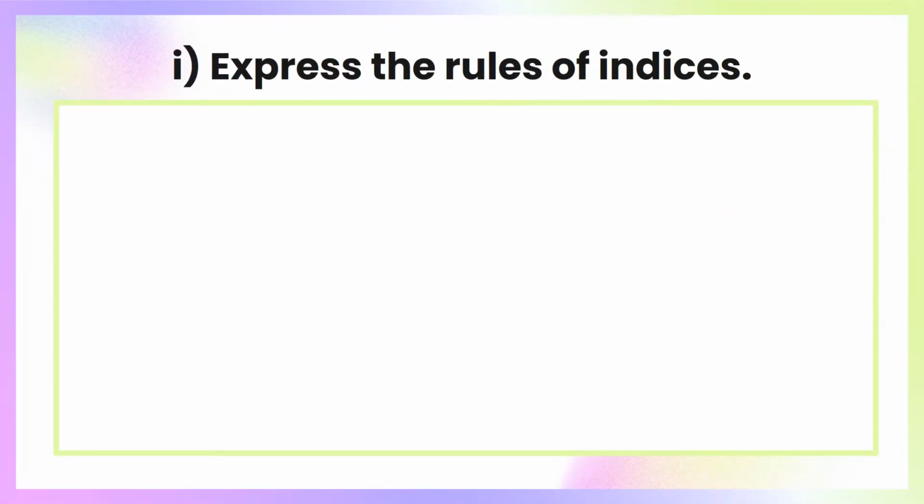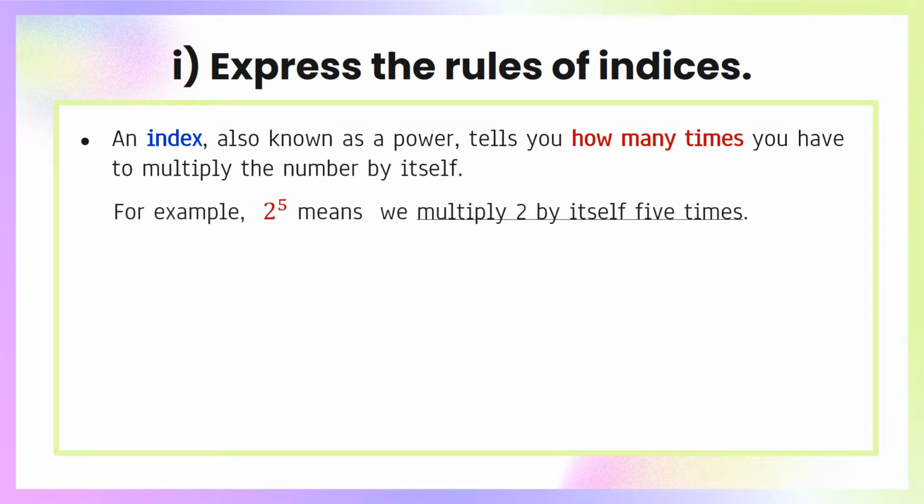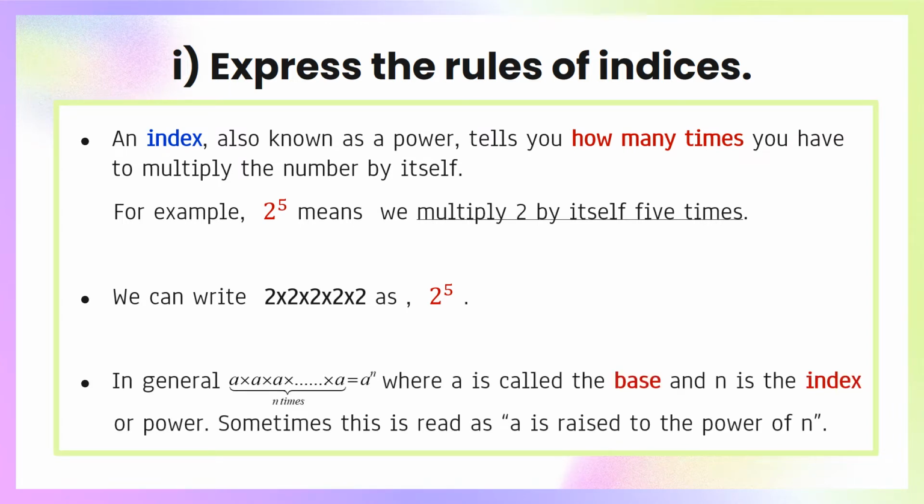First, the rule of indices. An index, also known as a power, tells you how many times you have to multiply the number by itself. For example, 2 to the power of 5 means we multiply 2 by itself 5 times. 2 times 2 times 2 times 2 times 2 as 2 power of 5. If we multiply a n times, then we can conclude that it is a to the power of n, where a is called the base and n is the index or power. Sometimes this is read as a is raised to the power of n.